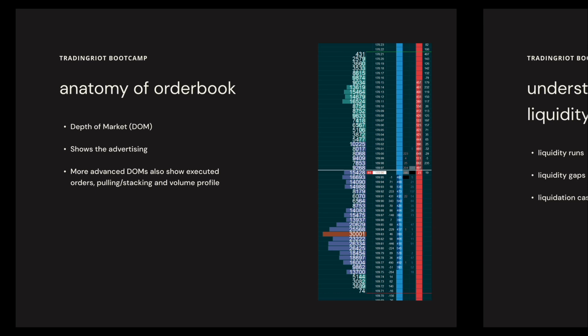I have found DOM useful in thick markets such as bonds or maybe ES, but in any markets that are just too fast, it can cause you more harm than good. But this doesn't change the fact that it is still good to understand these things. So in the blue and red columns you have limit orders. Blue columns show demand, which are bids, and the red columns show offers, which are supply in the market.